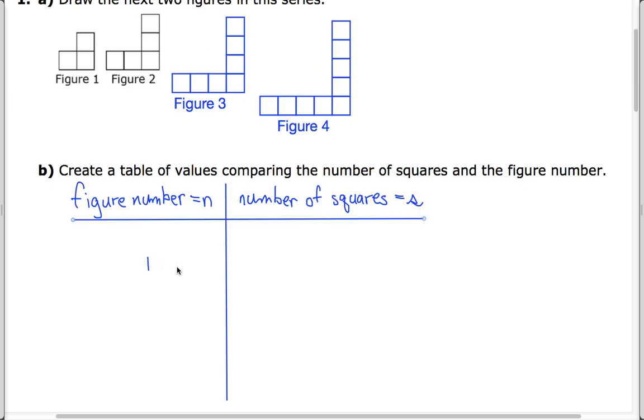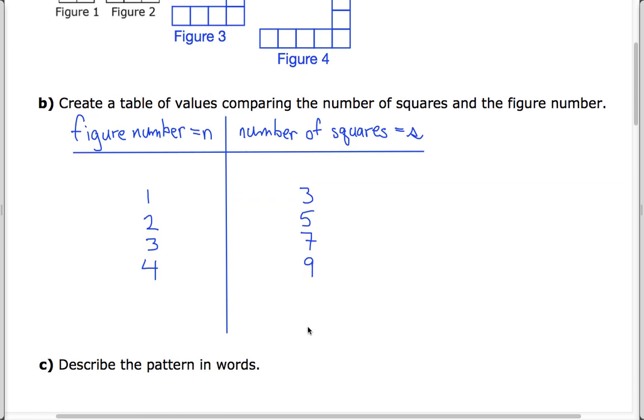Alright, so starting at figure number 1, notice that there were 3 squares. With figure number 2, we counted that there were 5 squares. So we continued that pattern on. With figure number 3, there were 7 squares. And with figure number 4, we ended up with 9 squares.